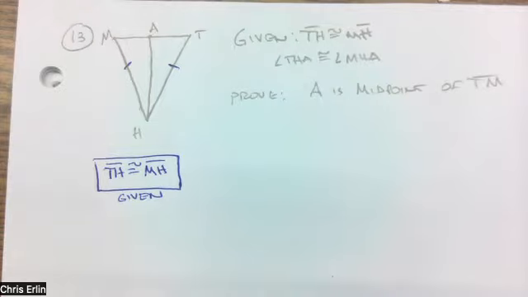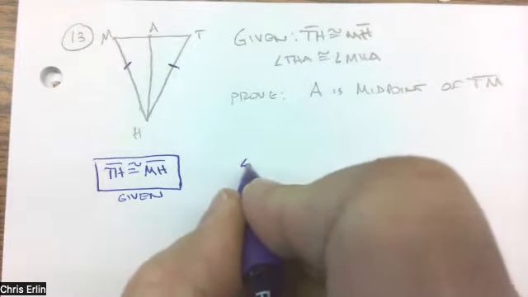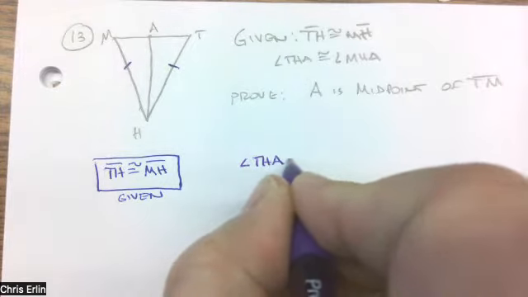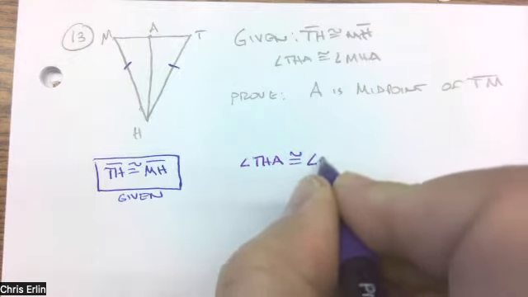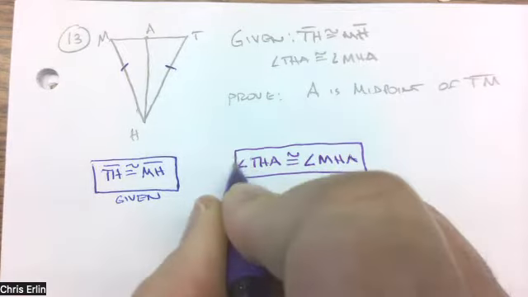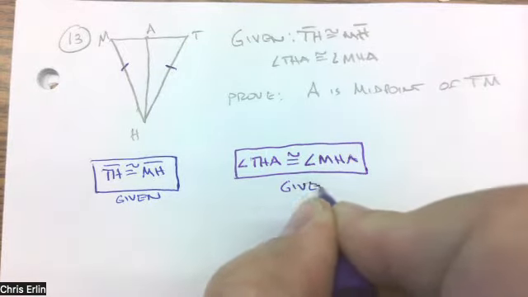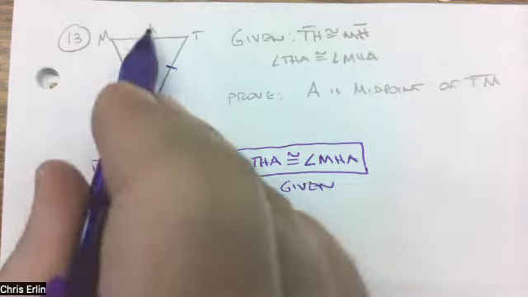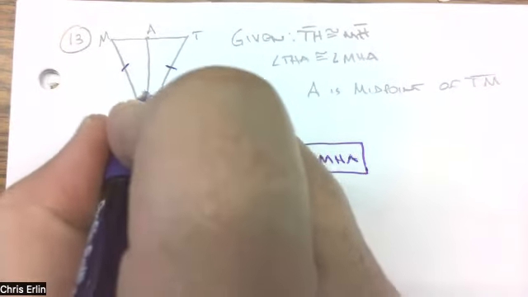I've got another given, so I may as well throw that one in. I'm going to do it over here. Also given. THA, so this one here is congruent to MHA.